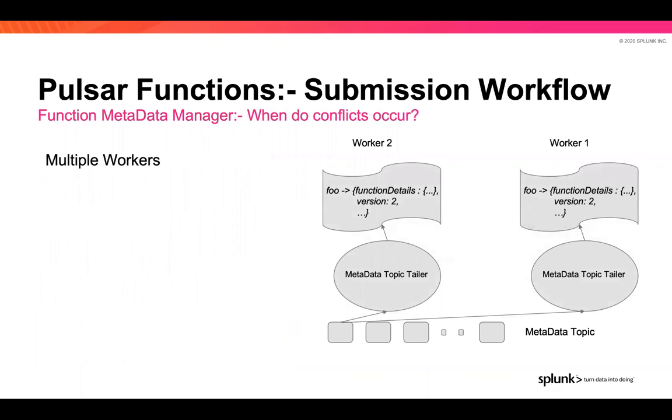So what can happen? Let's say conflicts occur. Let's say there's 2 different people trying to update the same function at the same time. How do we handle these types of conflict resolution? How do we handle these types of issues, right?